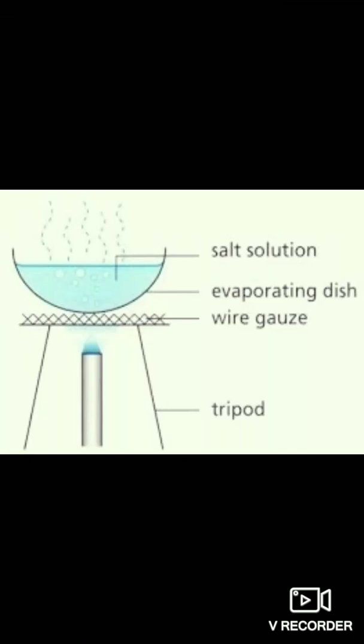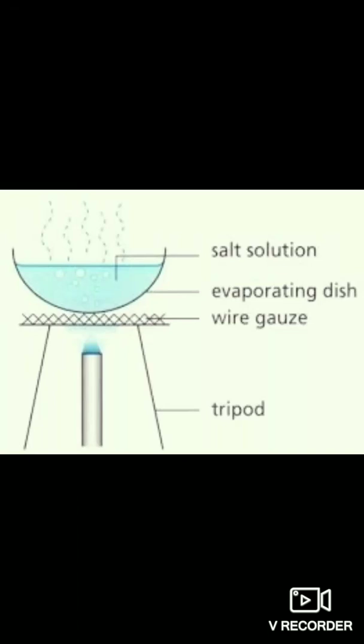The last activity explains the separation of common salt dissolved in water by the process of evaporation. Here we need an evaporating dish, common salt water, a Bunsen burner, a tripod stand and a wire gauze. Take some solution of common salt and water in the evaporating dish and then heat the solution. As the solution is heated, the water in the dish evaporates. Let the water evaporate completely.